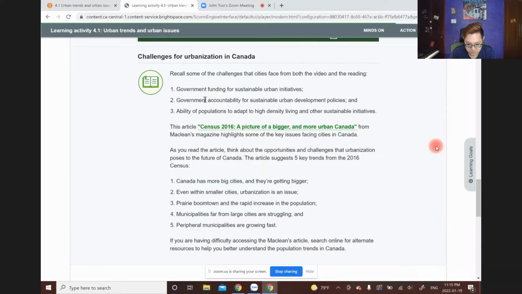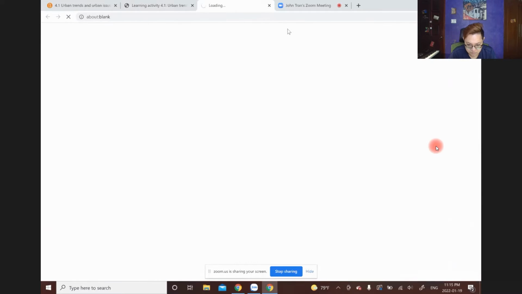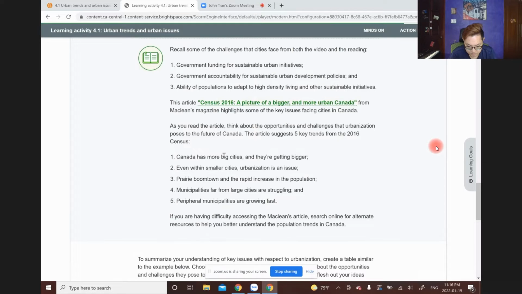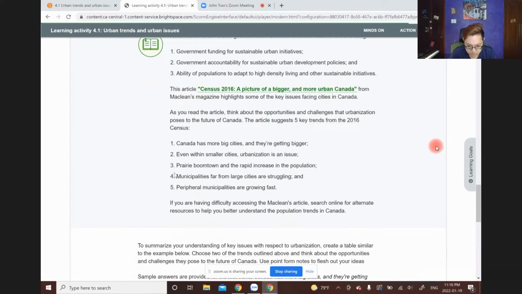And ability of population to adapt to high density living, sustainable initiative. I should read the article. Canada has more big cities and they're getting bigger. Even with smaller cities, urbanization is an issue. Boom towns and the rapid increase in population. Municipalities far from large cities are struggling, and peripheral municipalities are growing fast.